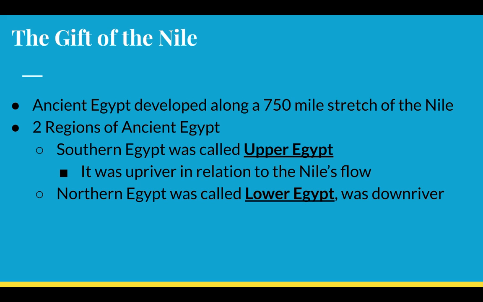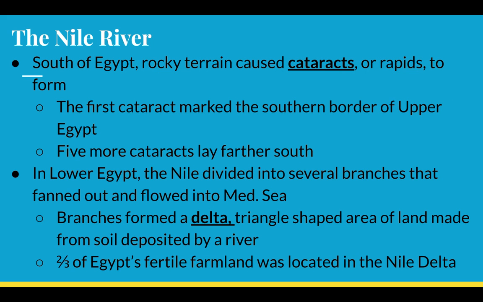There are 2 regions of ancient Egypt. The southern part, which is kind of confusing, was called Upper Egypt. It was upriver in relation to the Nile's flow. And northern Egypt was called Lower Egypt. It was downriver. South of Egypt, there was rocky terrain which caused cataracts, or rapids, to form. The first cataract marked the southern border of Upper Egypt, and then there were 5 more cataracts that lay farther south. In Lower Egypt, the Nile divided into several branches that fanned out and flowed into the Mediterranean Sea.